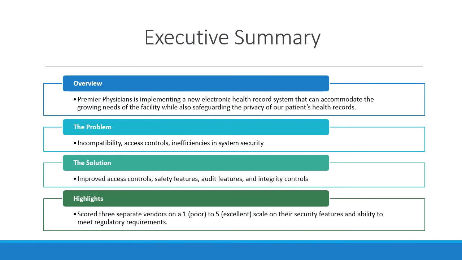Our executive summary explains how our facility will ensure regulatory requirements and how our new system will safeguard patient information. It also explains the current issues we have with our existing system and the solution to solving these problems. We scored 3 different vendors in our selection process to ensure that our selection contained the security features that we need and has the ability to meet regulatory requirements.